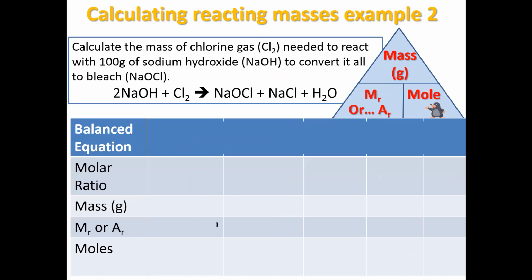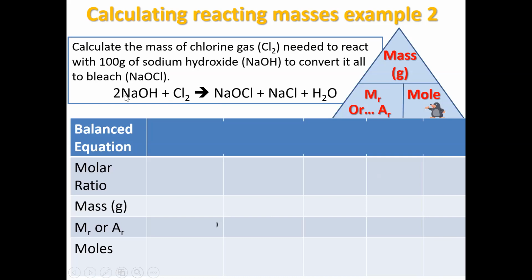Right, okay, our second worked example then. This one's slightly more complicated, but again, you follow exactly the same pattern. So again, it says calculate the mass of chlorine gas, Cl2, needed to react with 100 grams of sodium hydroxide to convert it all to bleach. So there, that's your balanced equation. Again, I've provided the balanced equation for you to help you. Obviously, double check that you're happy it's balanced.